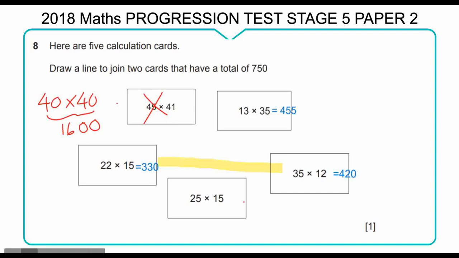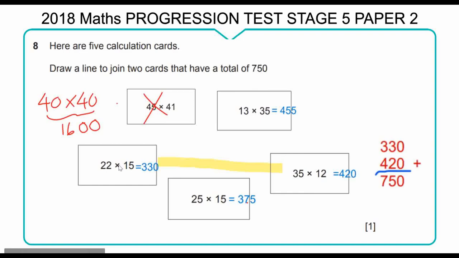We got this one 455, this one 330, this one 420, and this one is 375, and we have to get a total of 750. So we try to join the 0 and 0 because 0 and 0 will give us the ending of 0. So let's calculate. 330 plus 420 is 750. That is our answer. Next, let's move on.